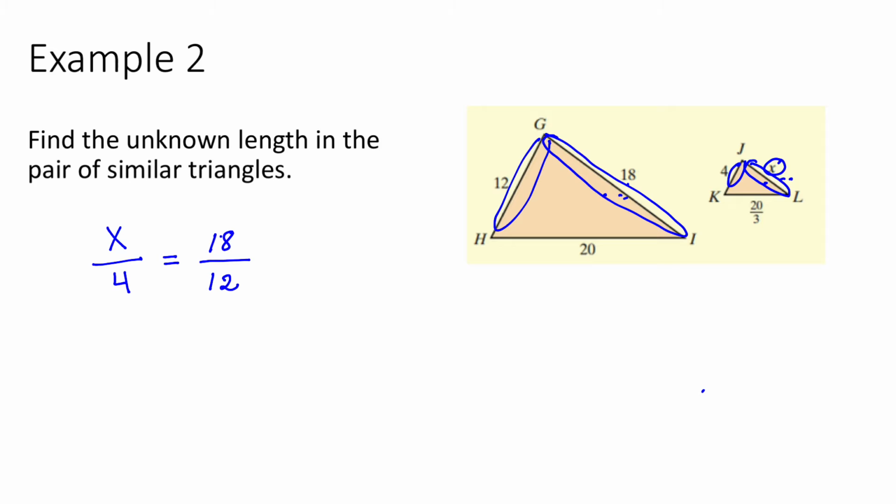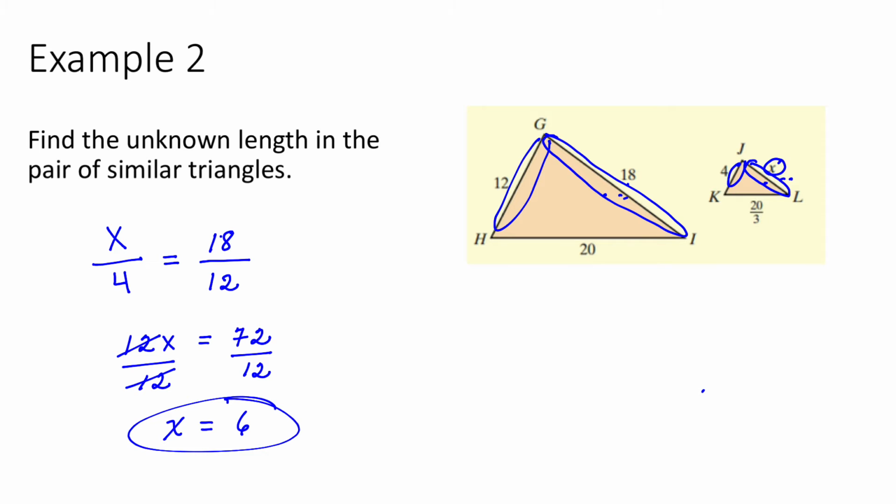Okay, so now I have my proportion. X is to 4 as 18 is to 12. So now I'm going to do my cross multiplication, and I get 12x equals 72. And then I'll just divide both sides by 12. And x equals 6. Final answer. And in a geometry problem, it's always going to have a solution that works. So we're all set there.